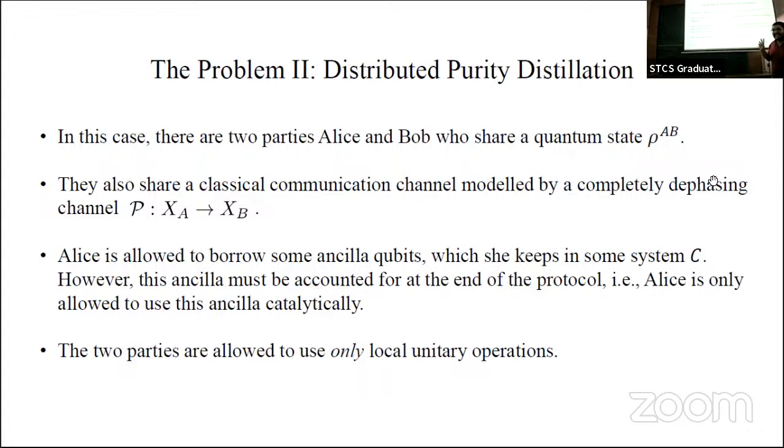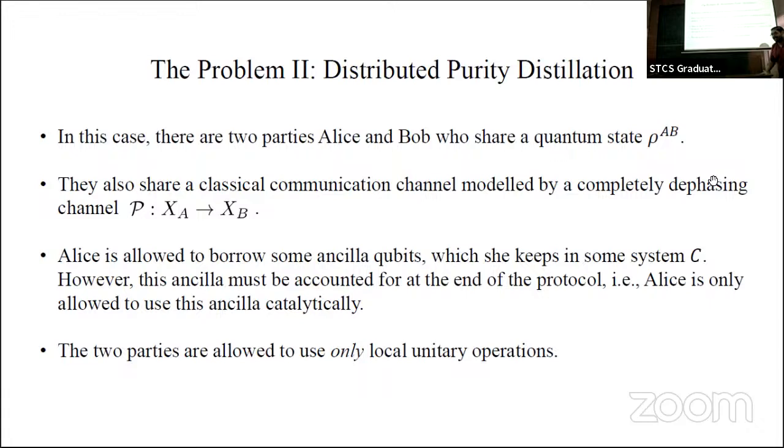This is what we call catalytic use of pure states. This is where the catalysis comes in. It's not actually a chemistry term. I don't really like it, seriously, but Pranav really loves it. So this is where that catalysis business comes in.